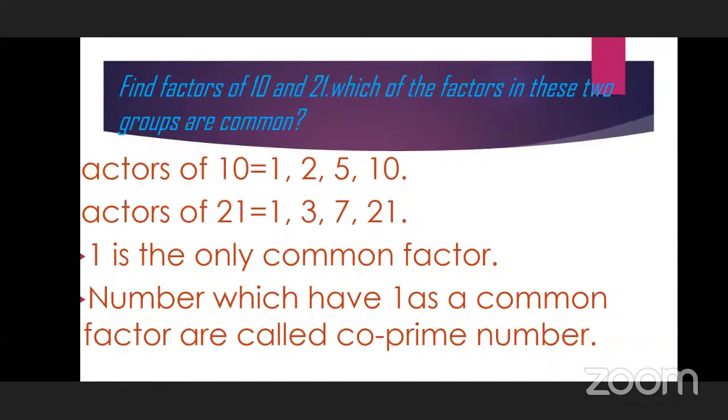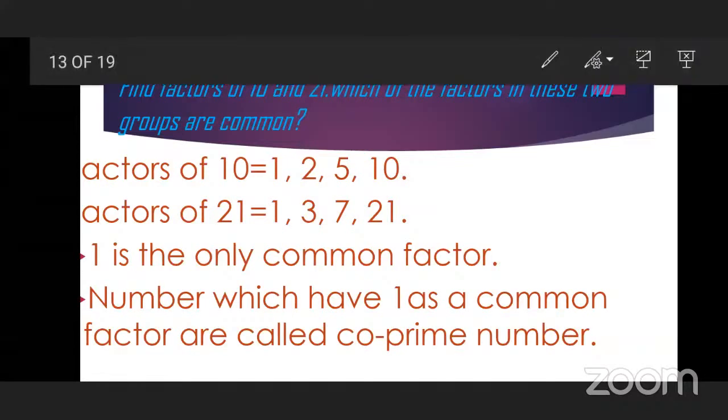So factors of 10. Which are the factors of 10? 1, 2, 5, and 10. These are the factors of 10. Then factors of 21: 1, 3, 7, and 21. Very good. So now you have to find the common factor in both groups. 1. Very good.